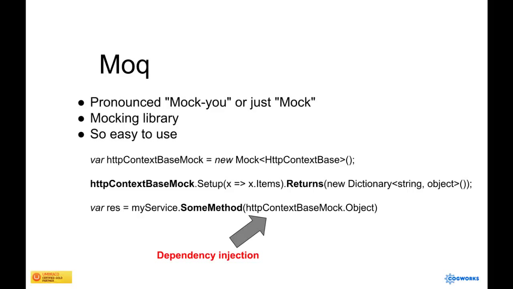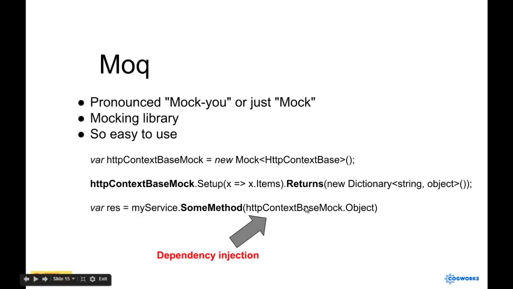So in this example, I've got a HTTP context base, and it's really quite simple. All I'm doing is new mock, and it's going to be of type HTTP context base. And the second line just means when I do a dot items, return me this new dictionary. And that can be anything. That's just my return value. So anytime I do HTTP context dot items, just return that.